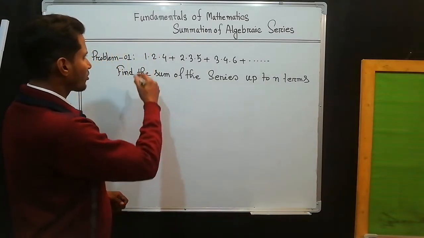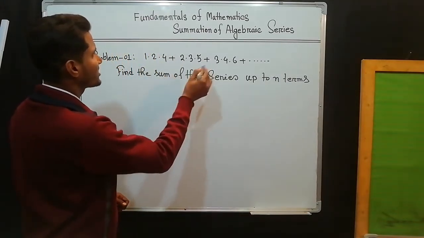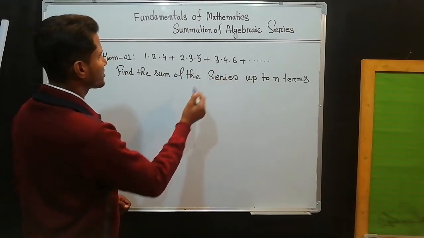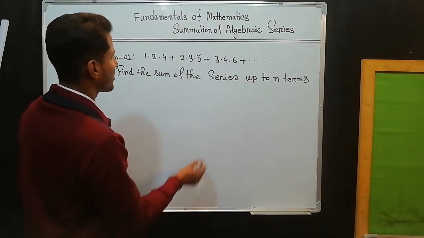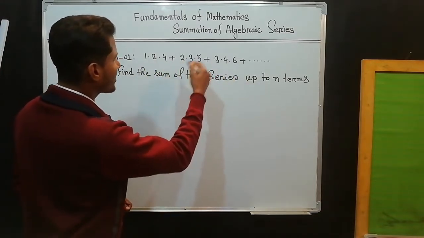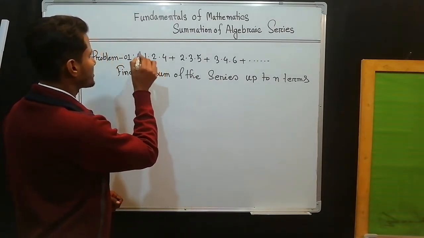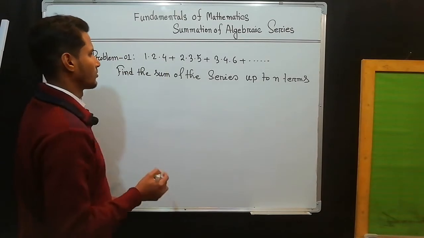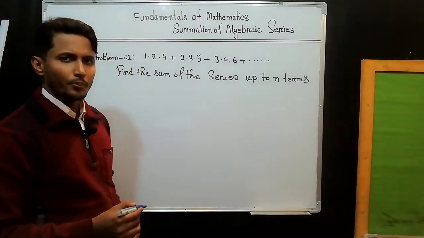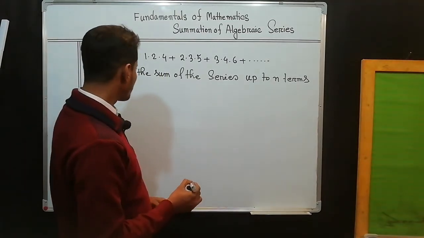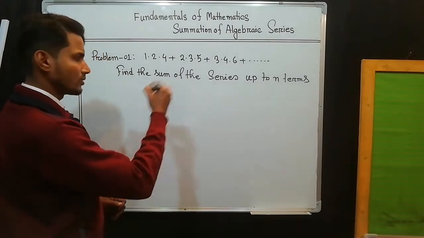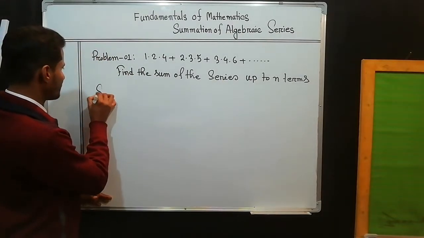Here we notice that 1 and 2 differ by 1, 2 and 3 differ by 1, 4 and 5 differ by 1. This difference of 1 is increasing. The first term is 1·2·4. Now we know how to start the solution.